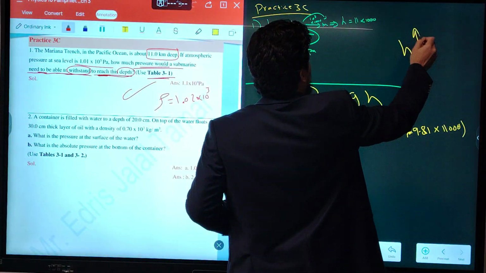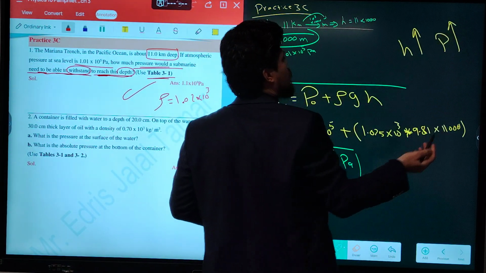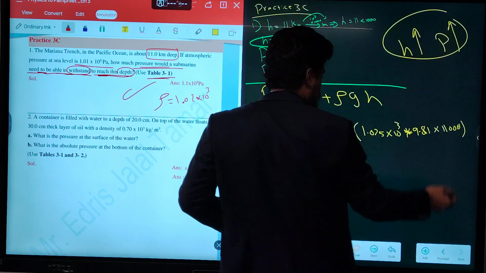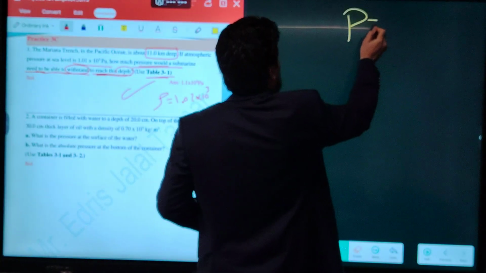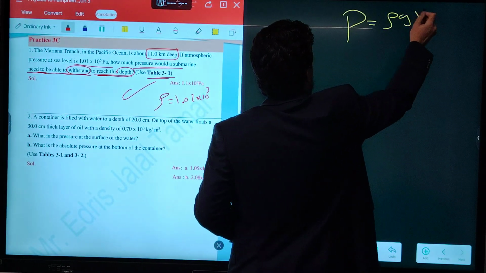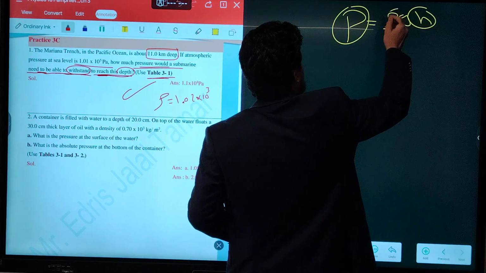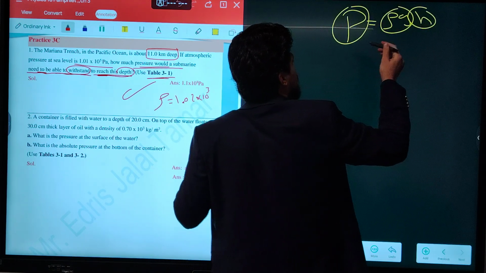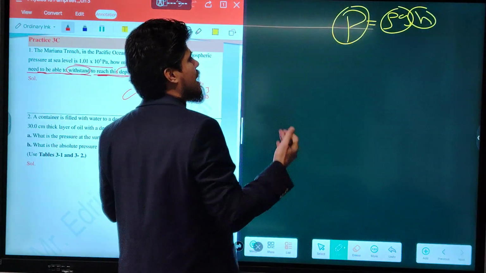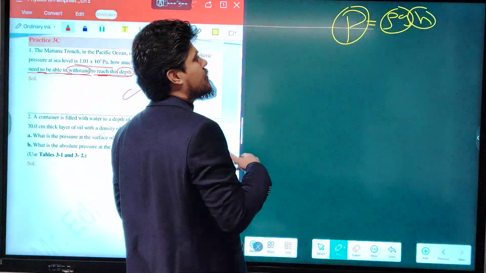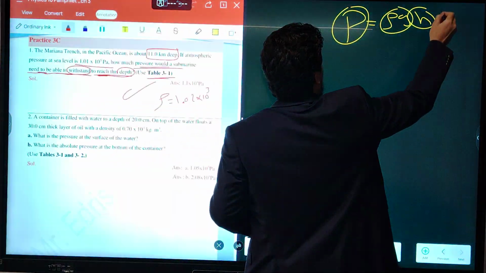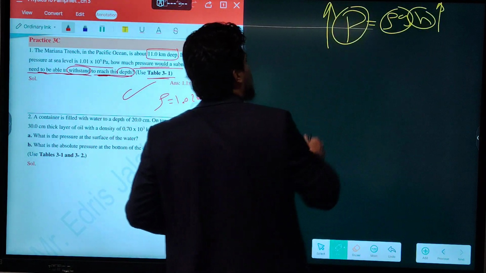When height gets more, what happens to the pressure? Pressure also gets more. Why? Because the relation between pressure, rho g h, and height is directly proportional at constant density and gravity. In the question between practice and the sample problem, they have the same gravity and the same density, but different height. More height has more pressure.